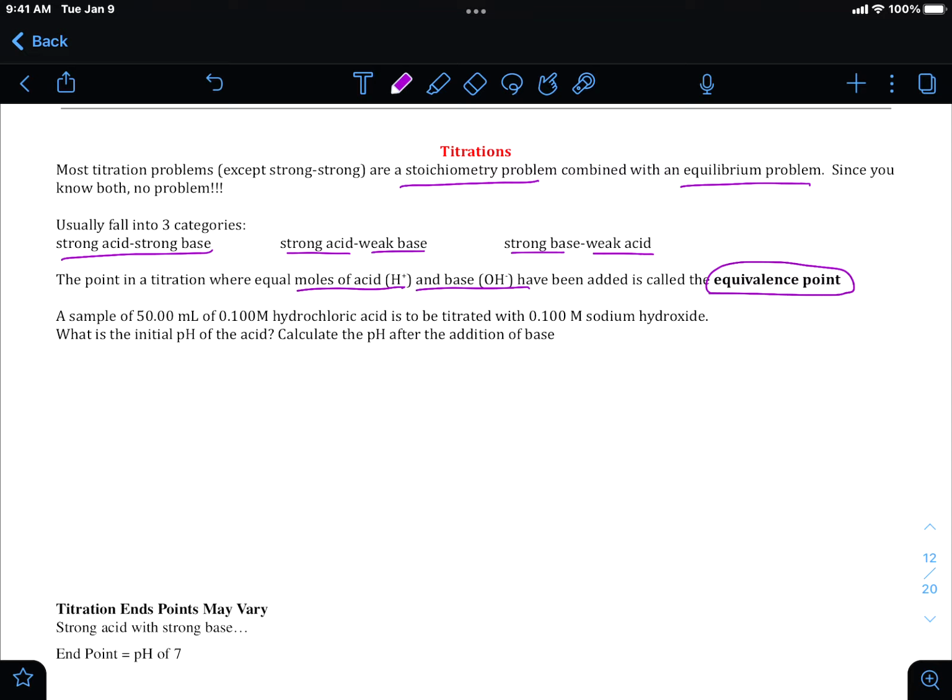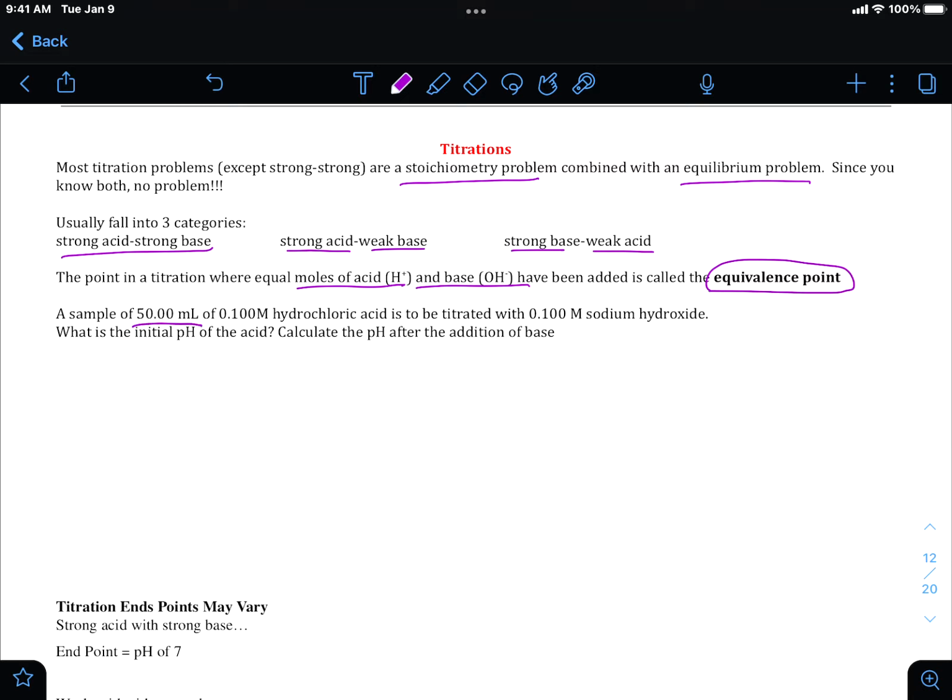So let's start with the type of calculation as review that we did back in Unit 3. So let's say that we are titrating 50 milliliters of a 0.1 molar HCl solution, and we're doing this with a sodium hydroxide solution. What is the initial pH? Calculate the pH after the addition of the base.